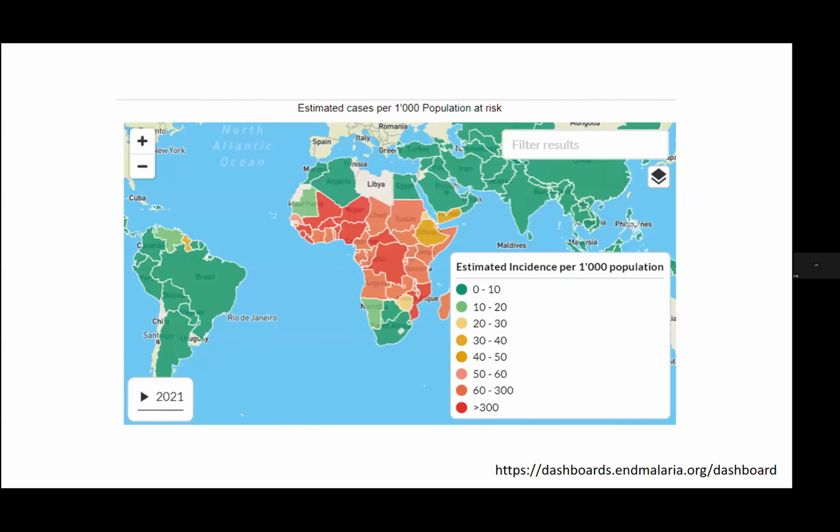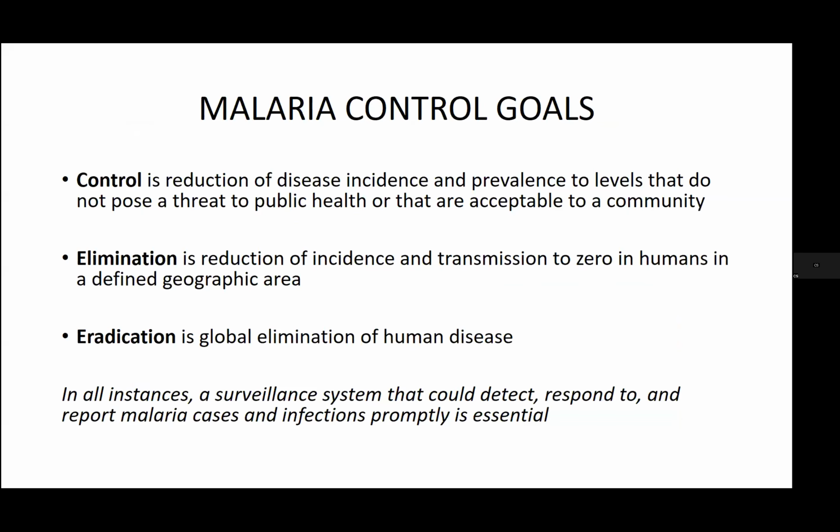So what this means for us, according to this map, is that the estimated malaria cases per thousand population at risk in South Africa is approximately 1 per thousand population. Malaria eradication, that is the global elimination of human disease, is still the global vision of the World Health Organization. It is an ambitious goal, which if attained, though, will save millions of lives. However, they do admit that successful eradication efforts will require tools that are not currently available. And this speaks to the critical importance of accelerated research and development.